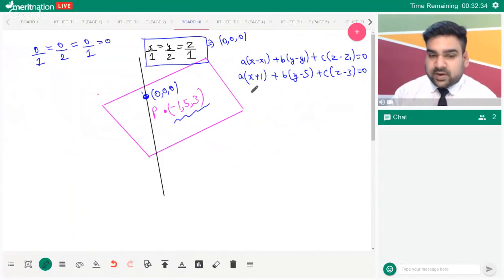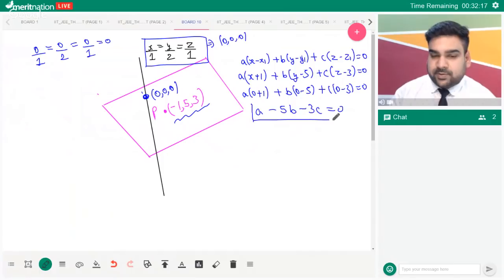So over here, I can write that a times 0 plus 1, because the plane is also passing through 0, 0, 0. B times 0 minus 5 plus C times 0 minus 3, that's equal to 0. A minus 5B minus 3C, that's equal to 0. Let's call it equation number 1.